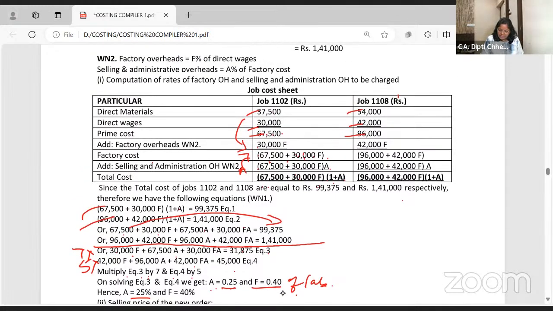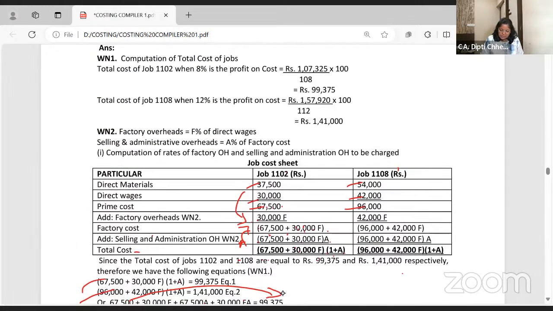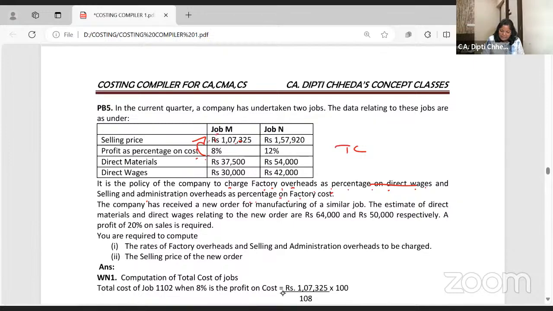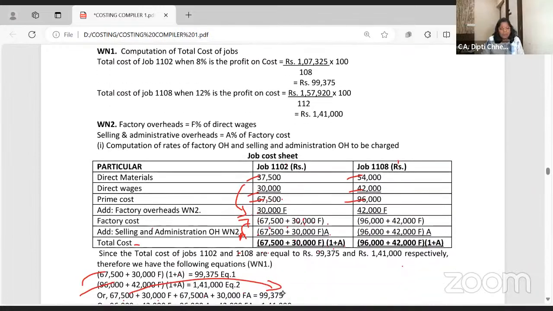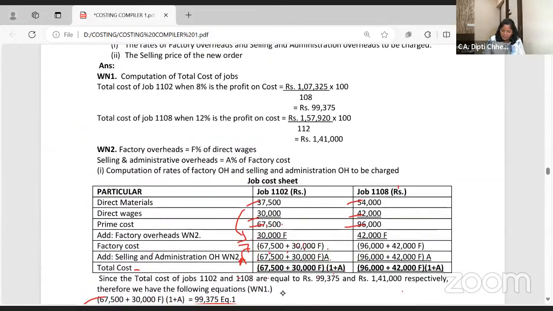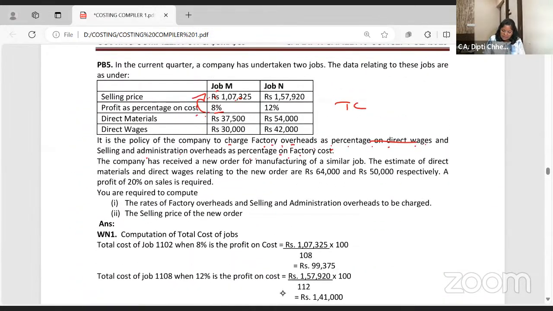Yeah. Acha, this was the total cost. We also knew the total cost on the selling price. So the selling price we know, and 8% of this, so what will be 92? That also we can calculate. I hope you are getting. This question is there in your study material. Surely please solve it.